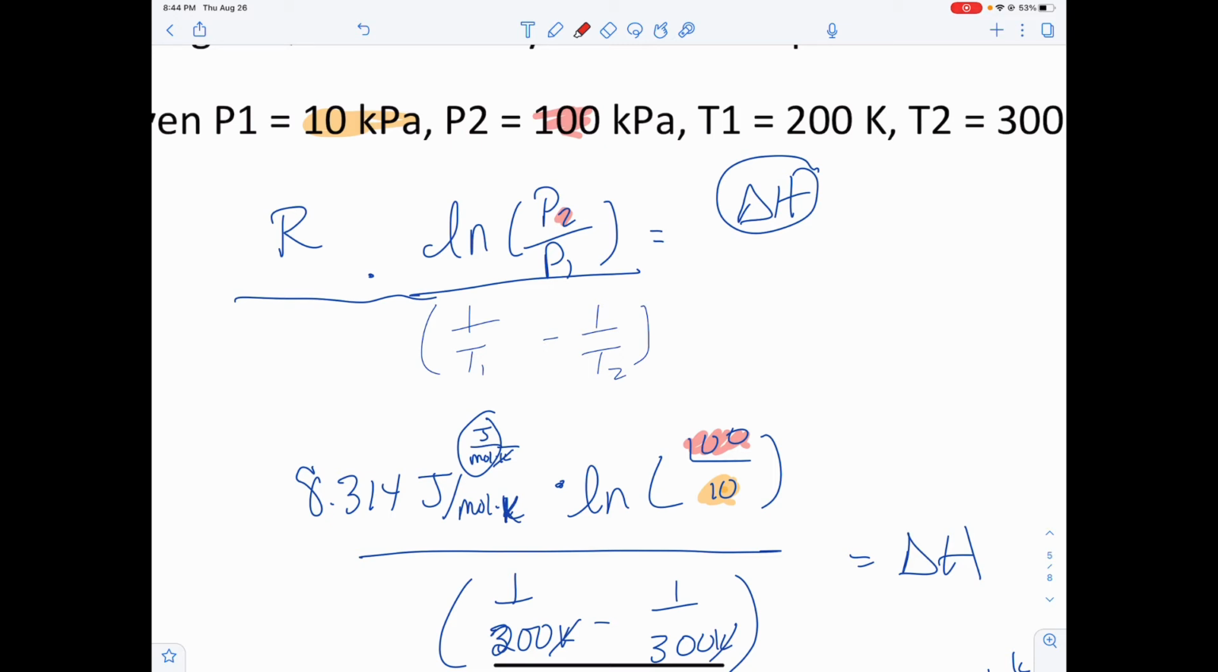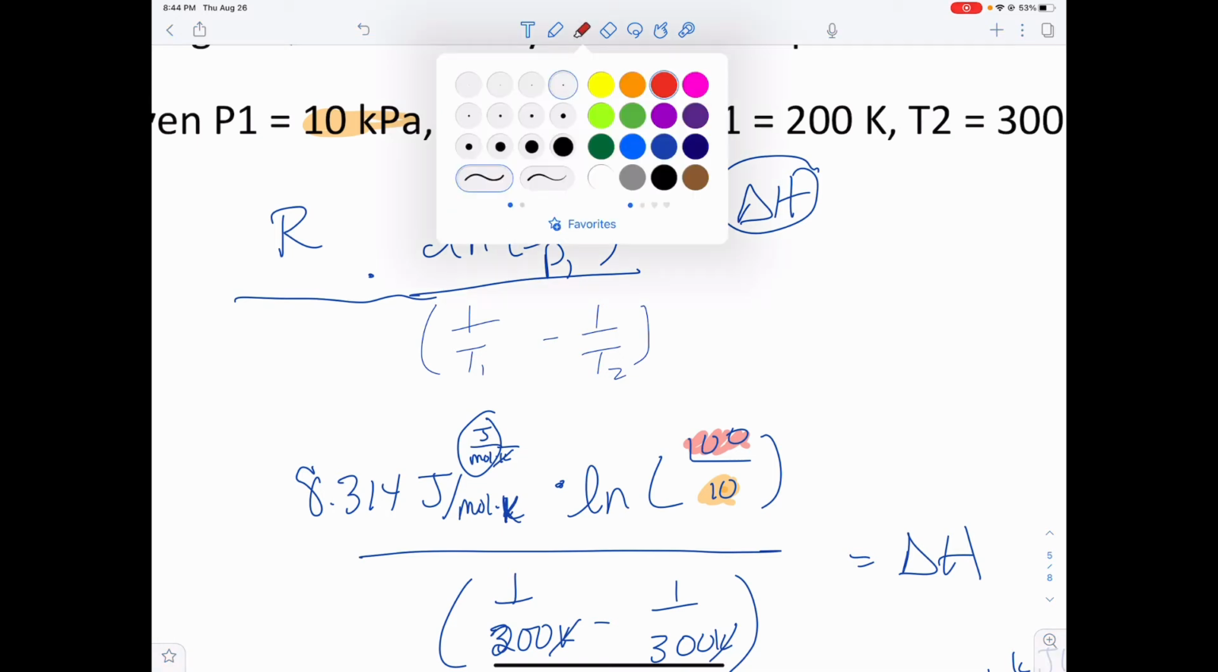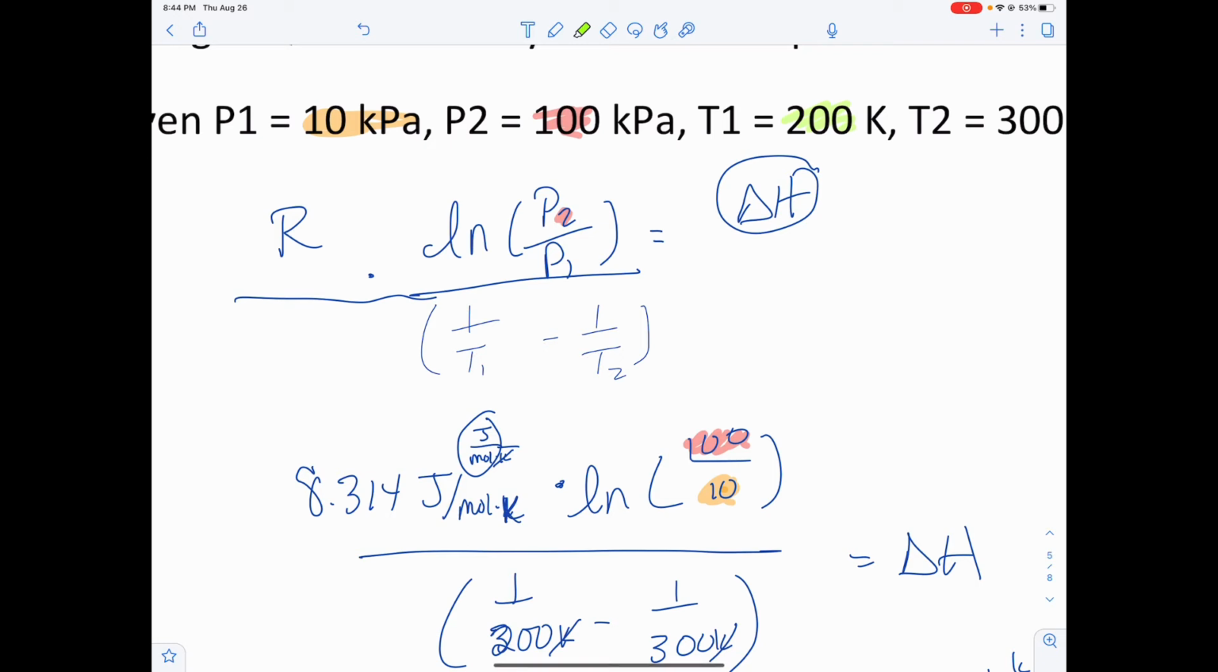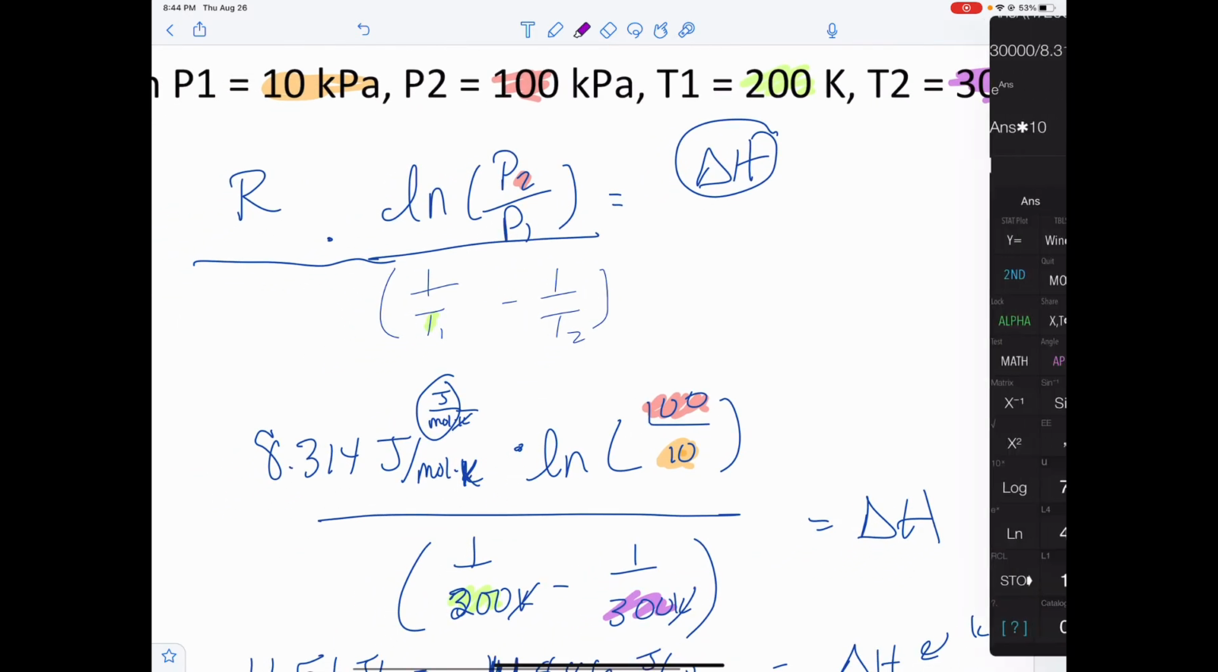And the R is a constant, the 8.314. And then my temperatures with this version of the equation, if T1 is 200, notice it falls there, so there's my 200. And then my T2 is at 300, and it falls over here. Then I'm going to put that in the calculator.